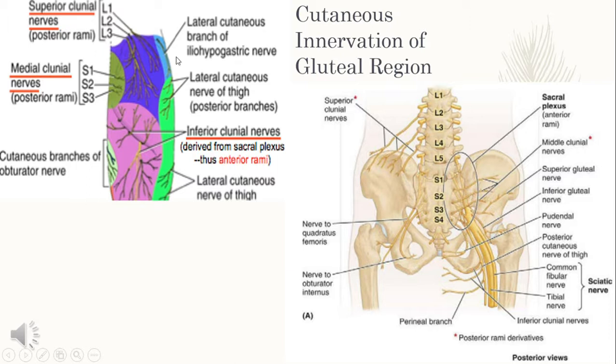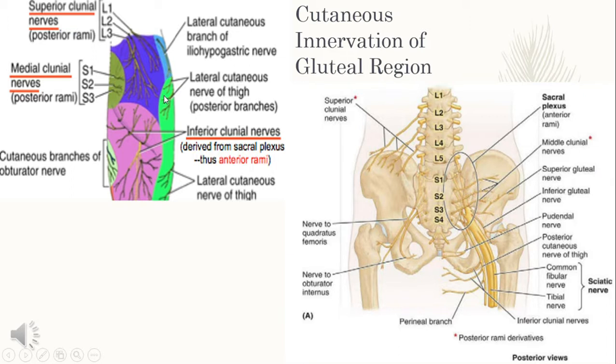Now looking at the cutaneous distribution, you can see that the skin of the gluteal region over the iliac crest and most of the ilium is supplied by superior cluneal nerves, and the skin over the sacrum towards the medial side is supplied by medial cluneal nerves, while the anterior small part in the upper outer quadrant is supplied by lateral cutaneous branches of iliohypogastric nerve, that is L1.